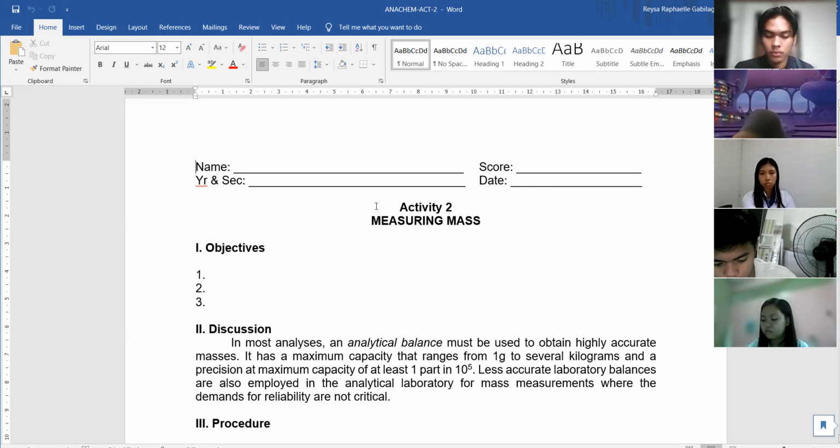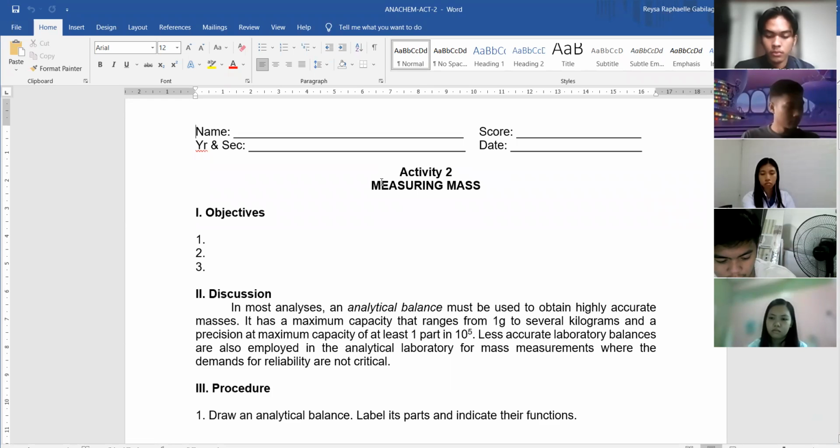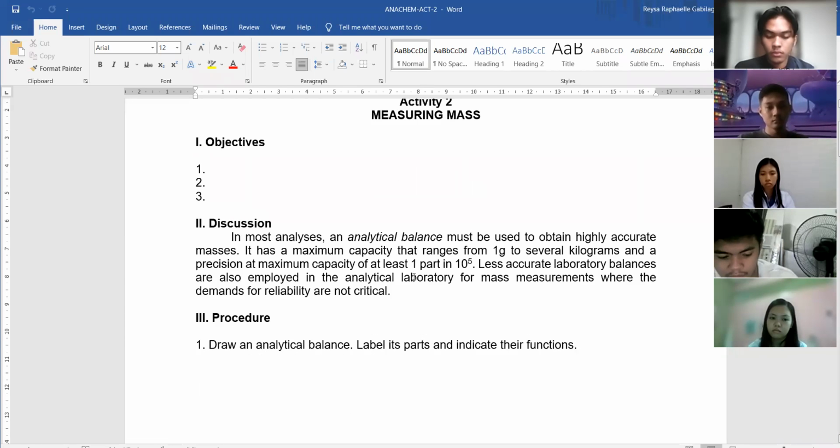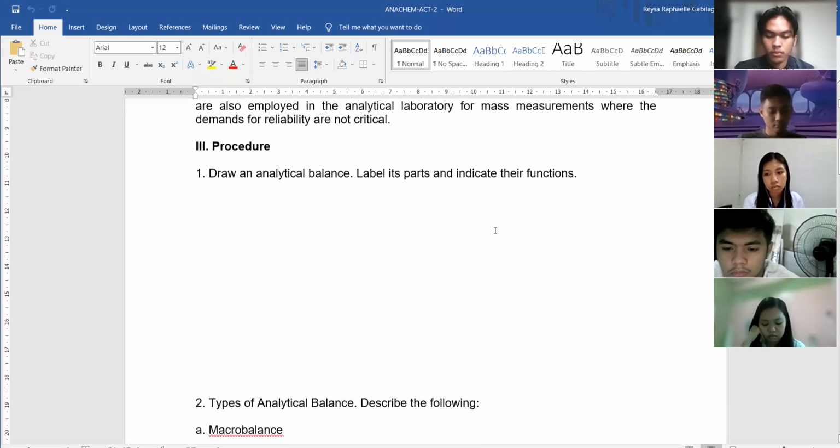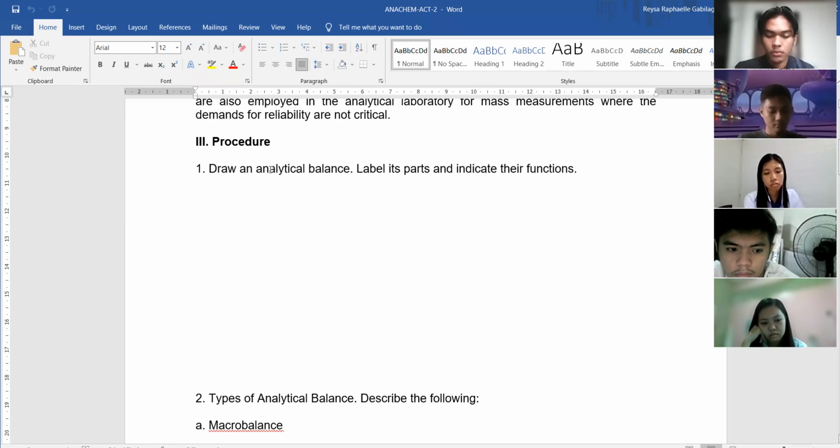So in this activity, kindly read the activity all throughout and formulate your own objectives here, at least 3. And then the rest, for the procedure, number 1, draw an analytical balance, label its parts, and you have to indicate the functions of each part. Okay, that's the first one.